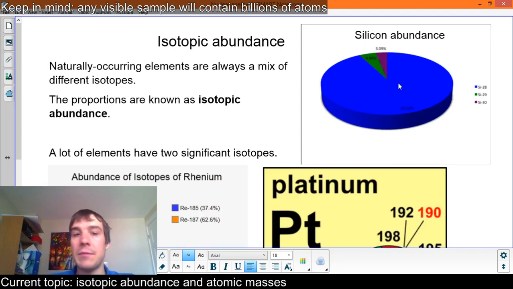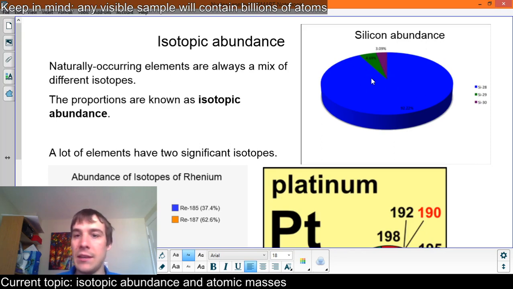So here, for example, is silicon. Silicon, you can find it in the table. It's number 14. You see that atomic mass is like 28. So a lot of it is silicon-28. The blue is silicon-28, which is 92% of all the silicon that we find on Earth. And about 5% of it is silicon-29, and about 3% of it is silicon-30. So there's this abundance of different isotopes.